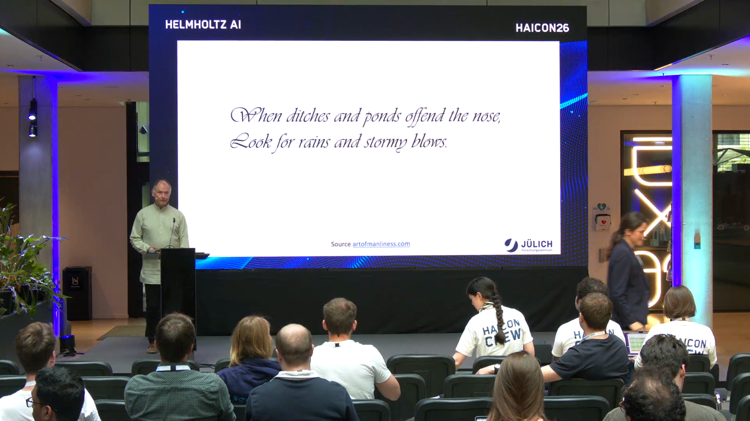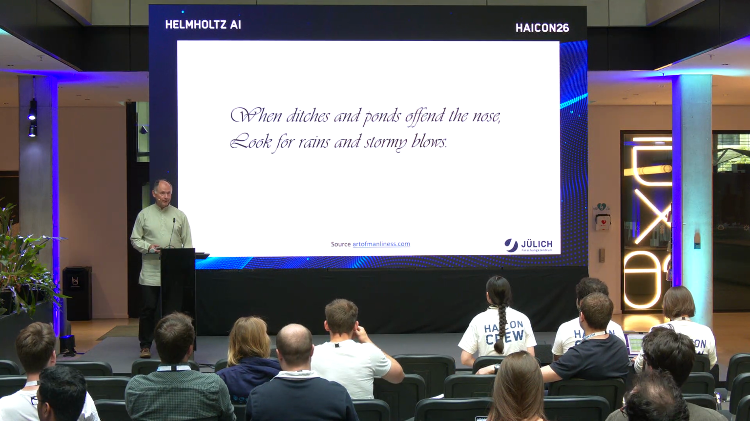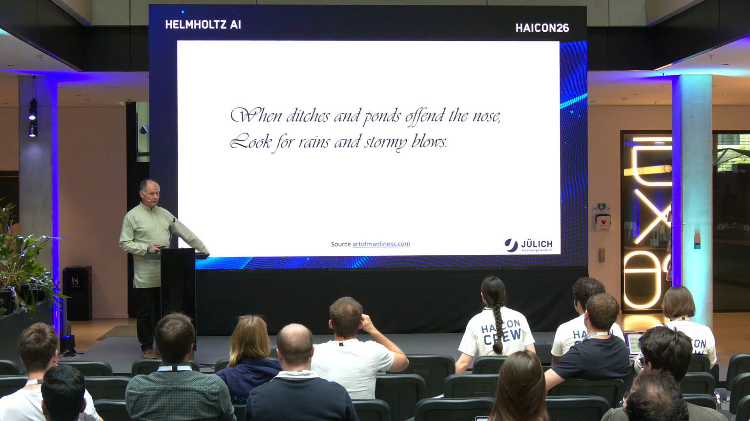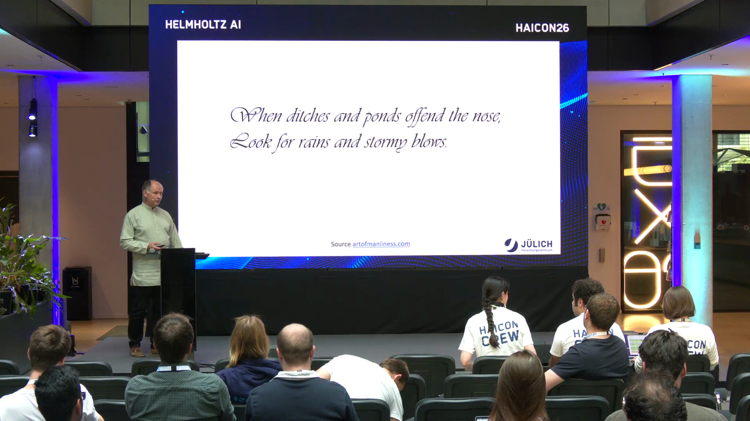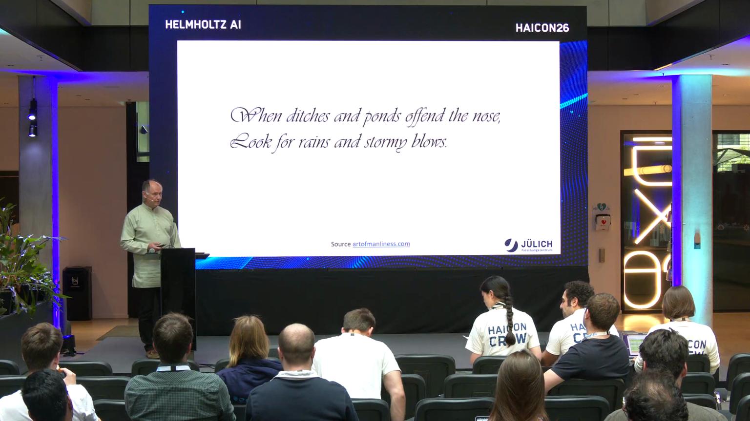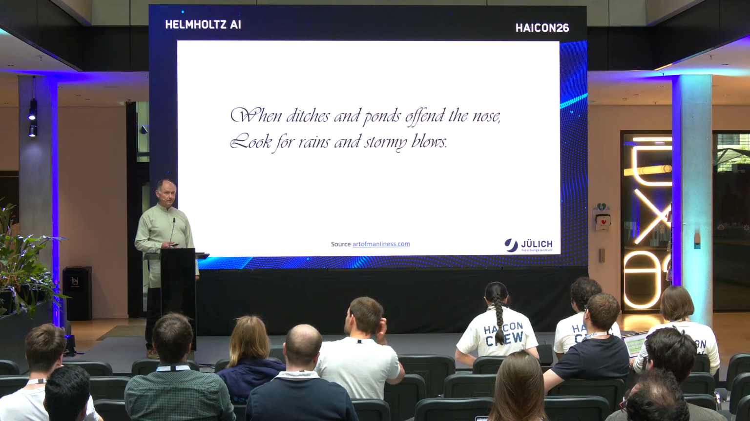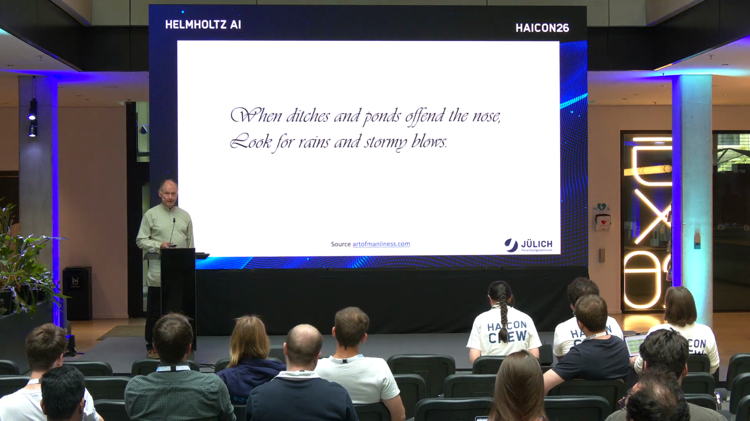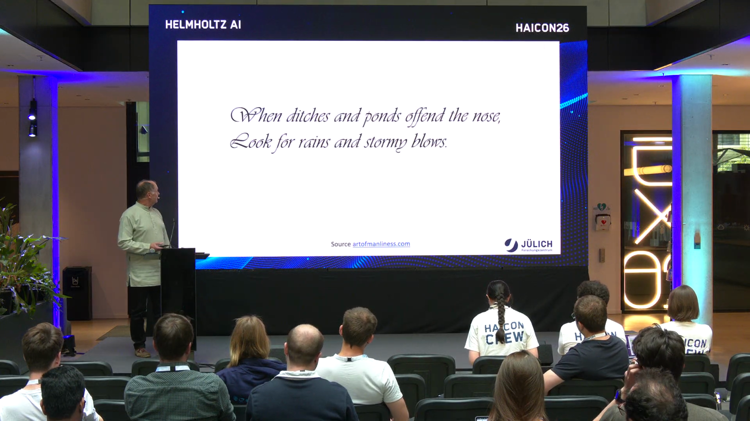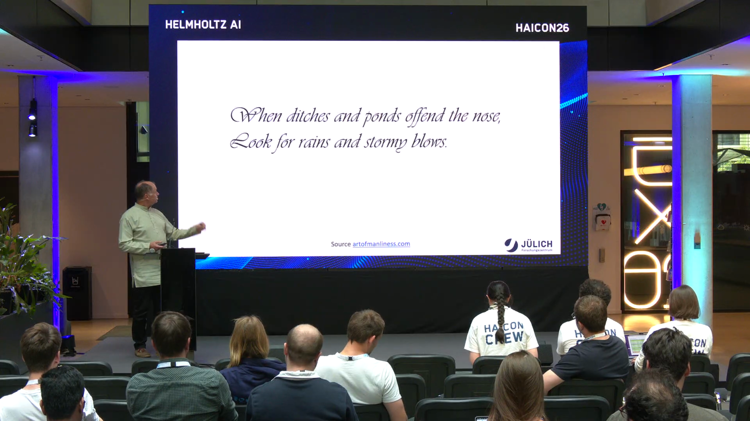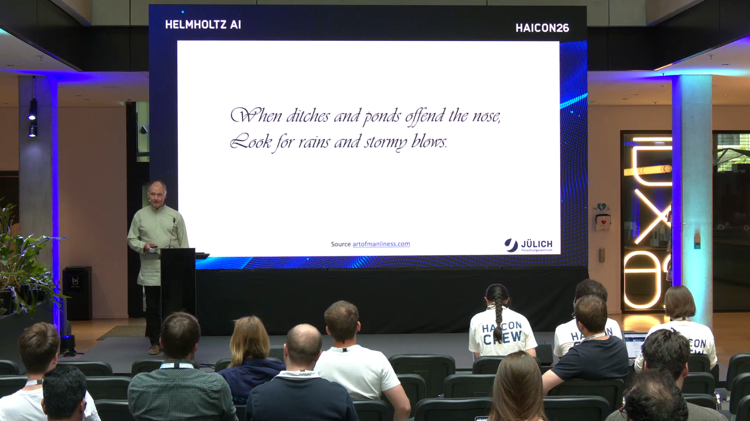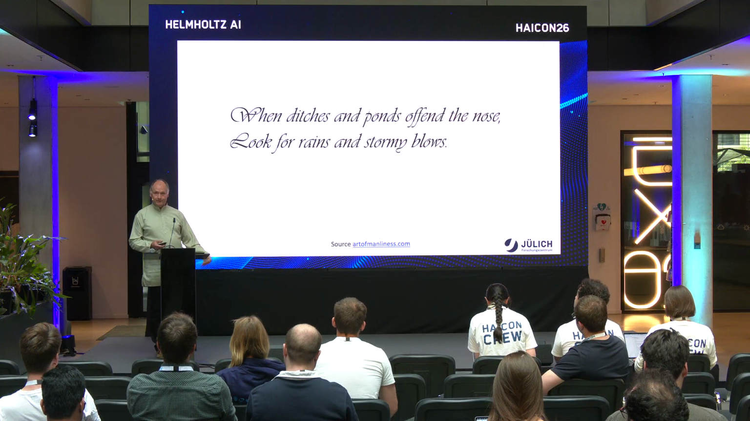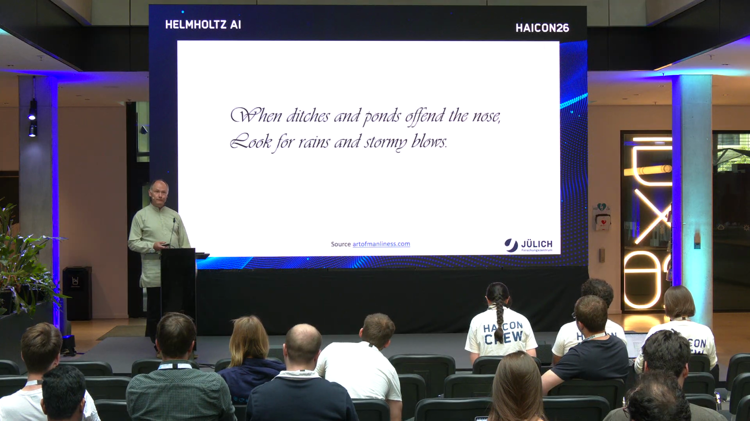If we look into the history of weather forecasting, this is basically how it started. In the 17th century or so, or even before, there are records going back to Roman times, where we see these kinds of rules that determine weather. I like this one in particular: when ditches and ponds offend the nose, look for rains and stormy blows. In the meantime, meteorologists have actually analyzed these kinds of sayings and found a lot of truth in them.